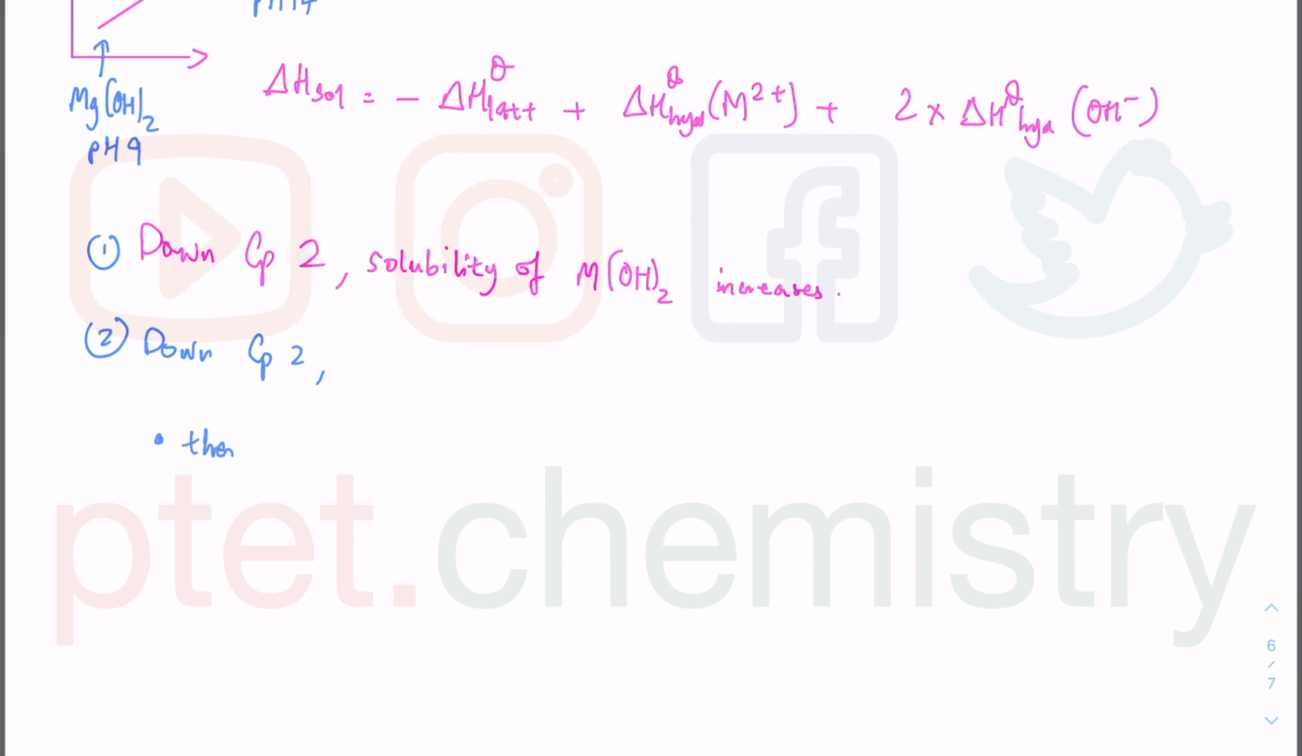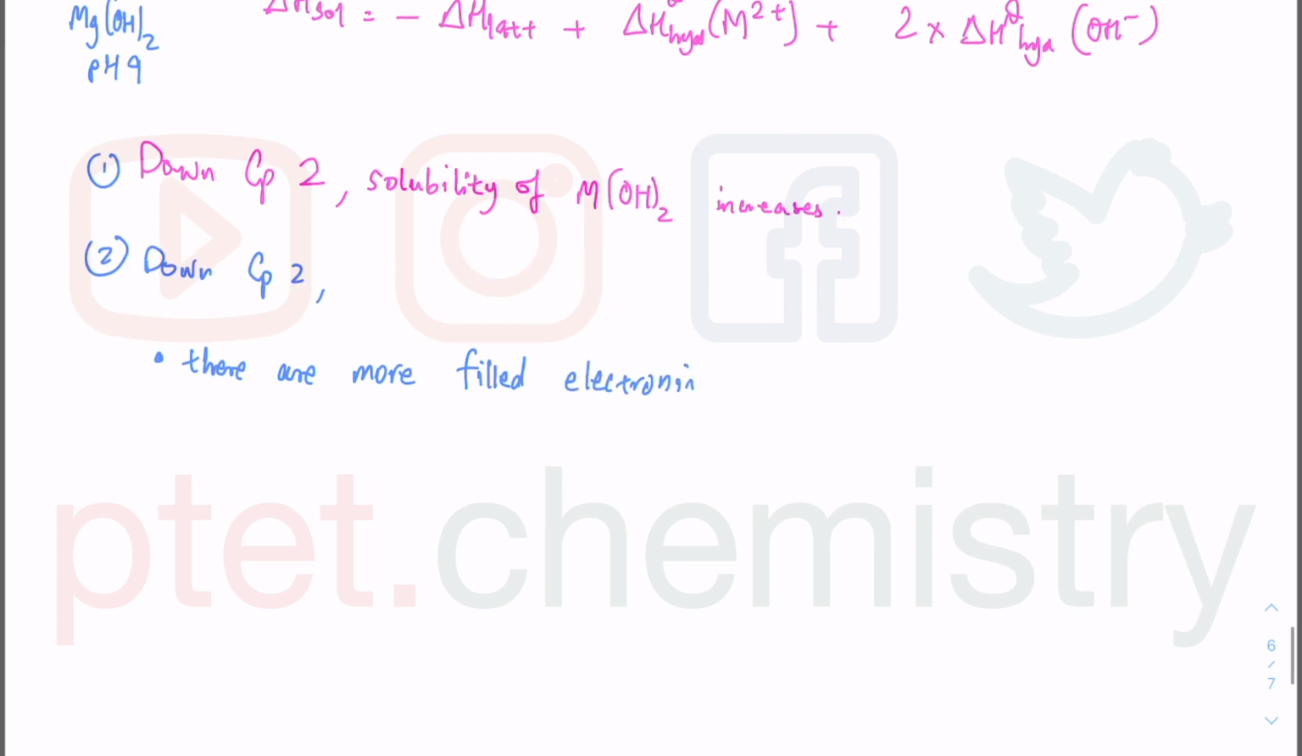All right, so there are more filled electron shells. Some of these assays come in different derivatives, different variations. It really depends on how you want to write it, but the main essence of the concepts remains the same. That is to do with the metal cations getting bigger in size.